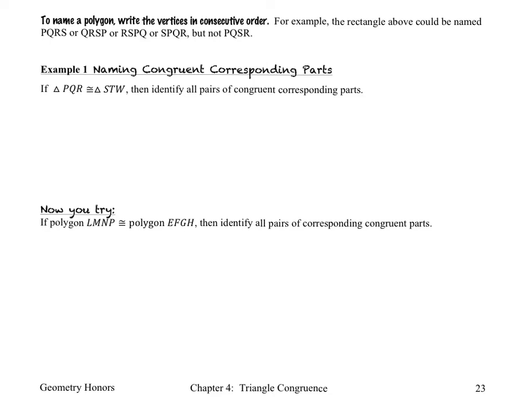Okay, so it says if triangle PQR is congruent to triangle STW, then identify all pairs of congruent corresponding parts. So it might help you to draw this out. So if PQR, for instance, is congruent to, and I'm going to make sure it matches up, STW, so P is congruent to S, Q is congruent to T, and R is congruent to W.